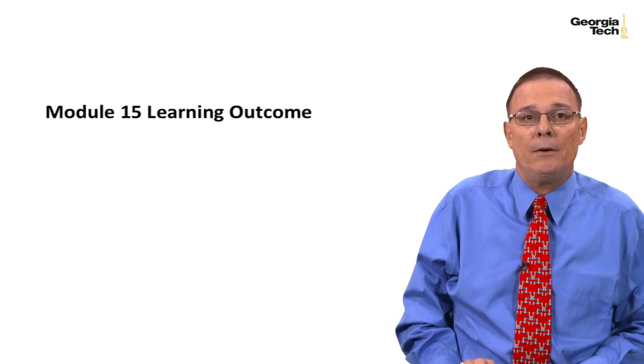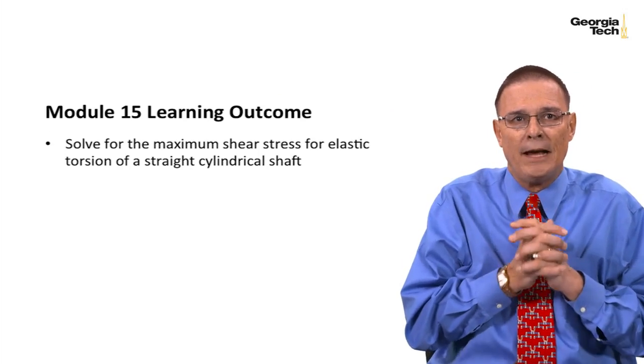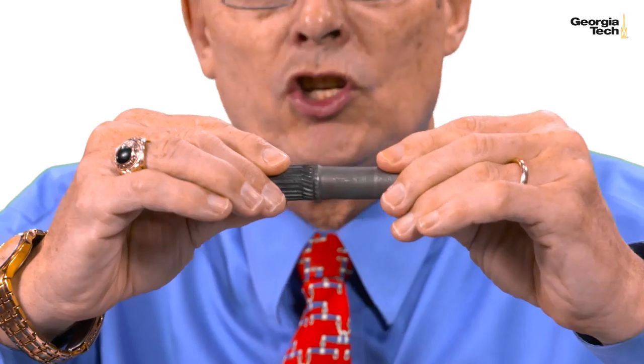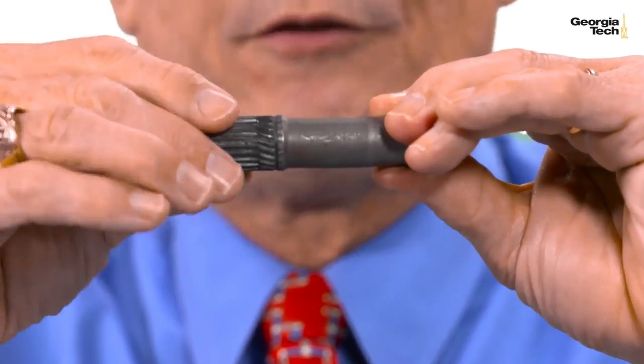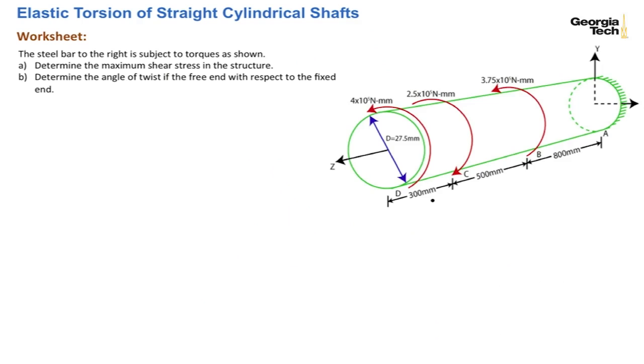And so today is learning module 15, and the learning outcome is to solve for the maximum shear stress for an elastic torsion of a straight cylindrical shaft. And so here's an example. It's a steel bar, and it's fixed on the right-hand side over here, and we want to determine the maximum shear stress, and it has some torques applied to it. And so as a real-world example, this is just a small drive shaft, and it's a cylindrical shaft, and it could be subjected to different types of torques. And so the example that we're going to go through is very applicable to these kinds of situations.